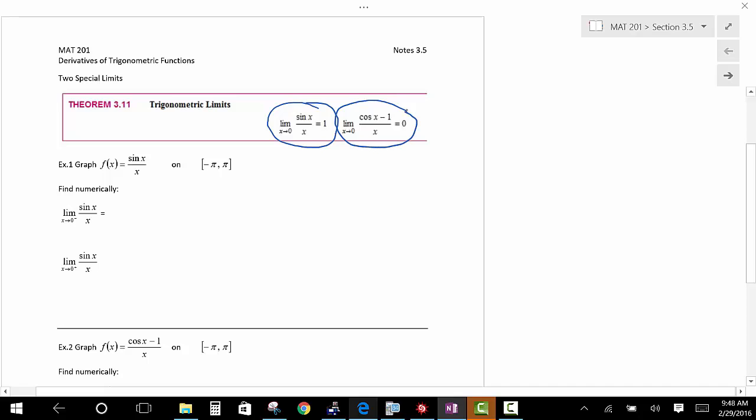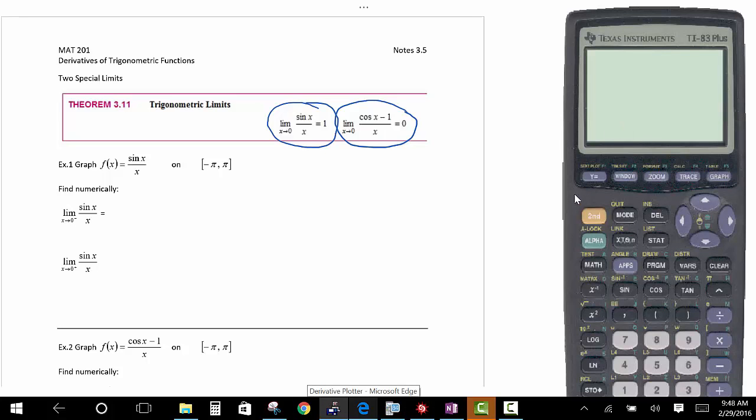Graphically it is very easy to understand, so let's start that way. I'm going to pull up my calculator here if I can find it. Let's just do the basic calculator here.